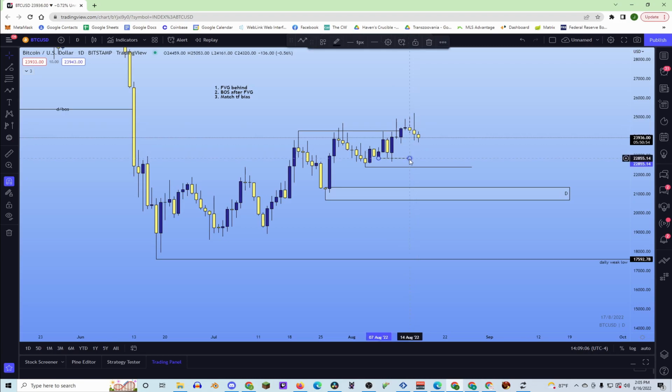It continued up. So I don't like that. For me personally, I see this as one solid move. I don't count this crap here. So I'm looking for this level to break. Once this level breaks, another OB is likely to have been formed in this general area.